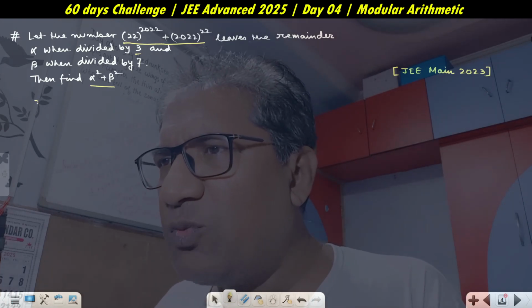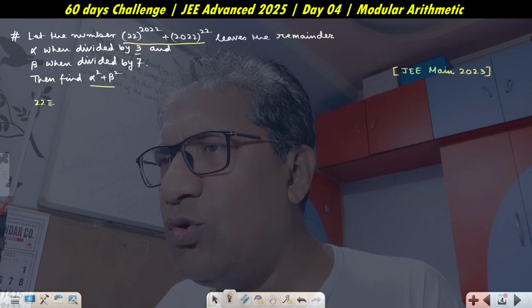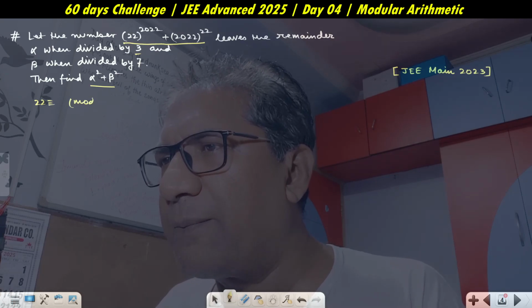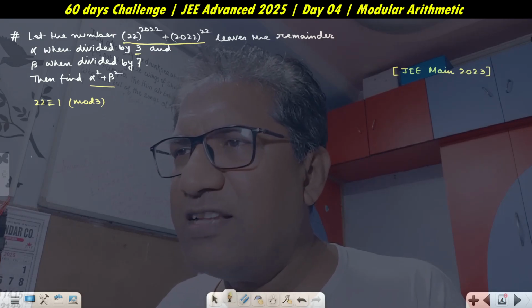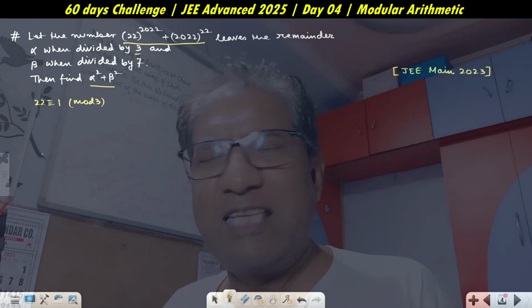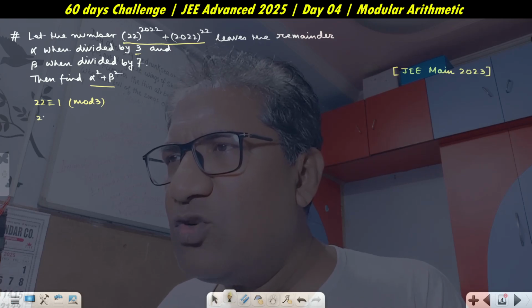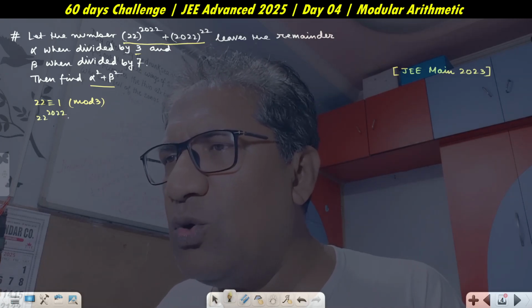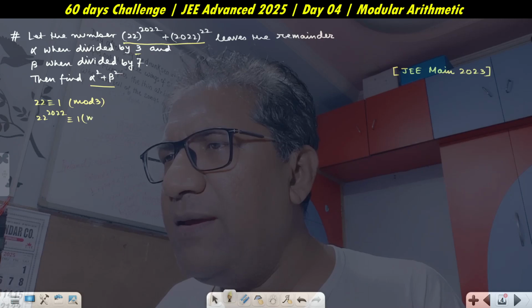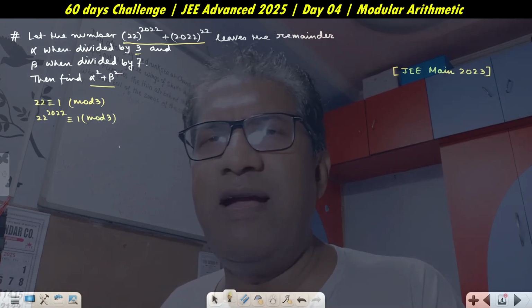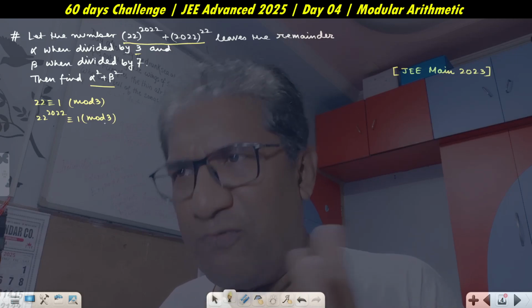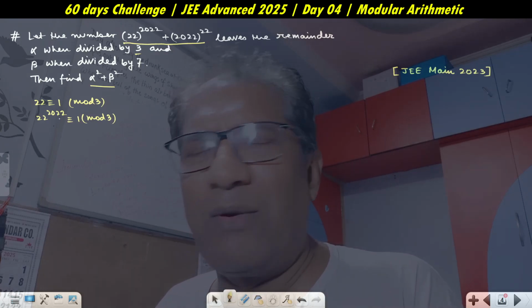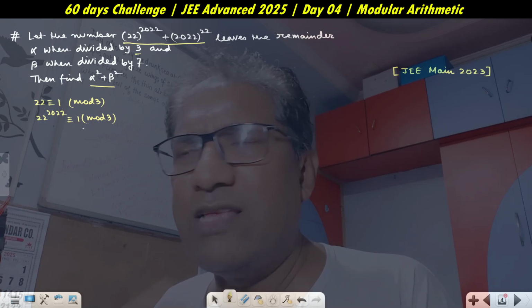Now, let us start with 22. When 22 is divided by 3, what is the remainder? The remainder is 1. Simple. So 22 to the power 2022, when divided by 3, the remainder will still be 1. So we have found that when 22 to the power 2022 is divided by 3, the remainder is 1.